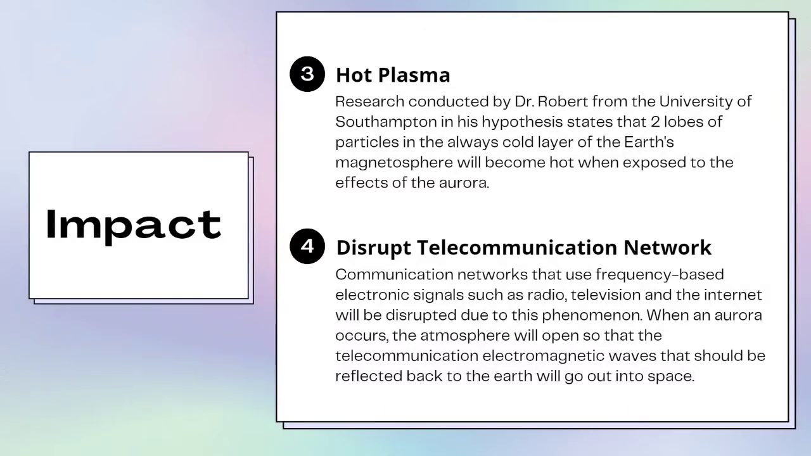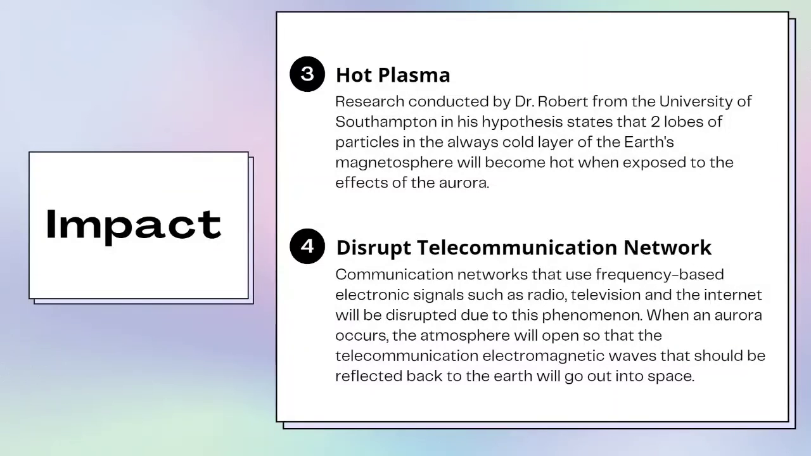Third, hot plasma. Research conducted by Dr. Roberts from the University of Southampton in his hypothesis states that two lobes of particles in the always cold layer of the Earth's magnetosphere will become hot when exposed to the effects of the aurora.